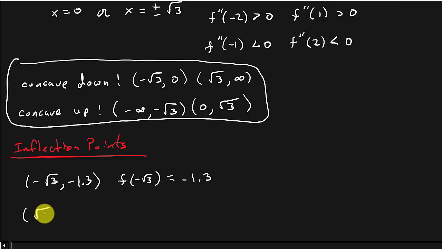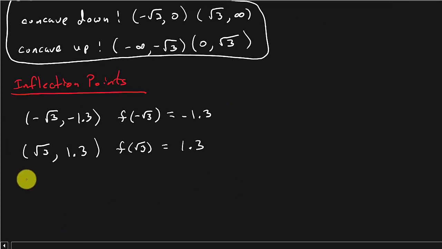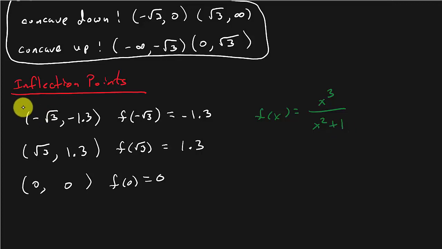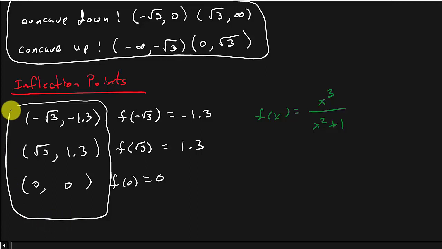And then we've got square root of 3. It changes concavity. So f of square root of 3, when you plug that into your function, it's positive 1.3. And then it changes concavity at 0, and f of 0 is just 0. Okay, here's the function: f of x is equal to x cubed over x squared plus 1. All right, so there's your inflection points.